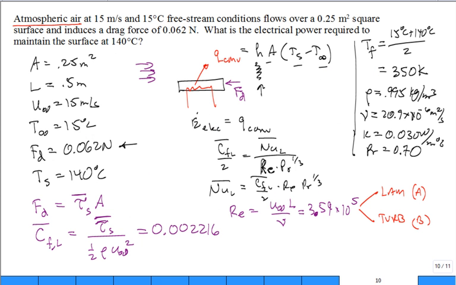So with that, I'm going to ask the same question again, but only 30 seconds. Is this flow laminar or turbulent?